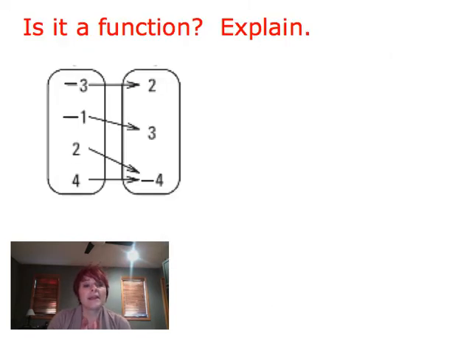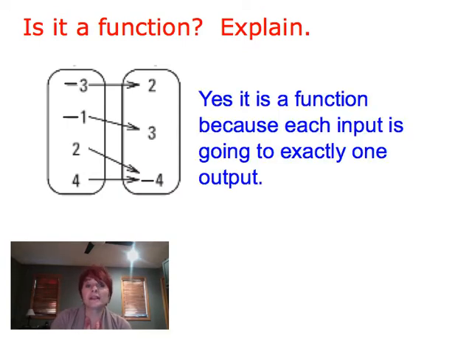Next up, is this relation a function? And explain. Yes, this one is a function because each of those inputs has exactly one output. -3 is only going to 2. -1 is only going to 3. 2 is only going to -4. And 4 is only going to -4. So even though 2 and 4 are going to -4, each of those inputs has exactly one output.